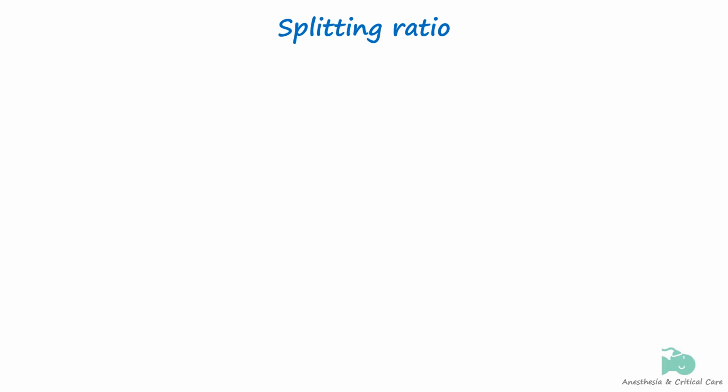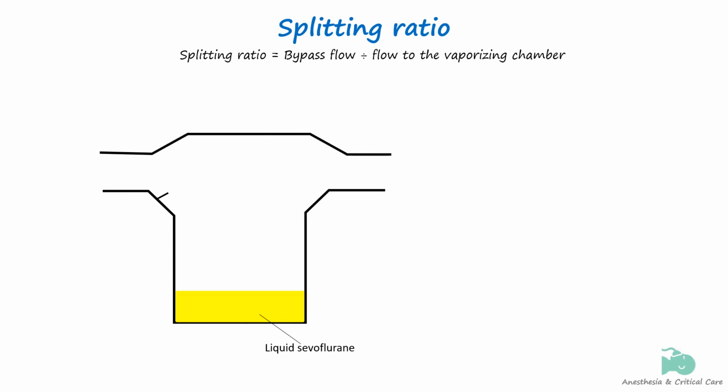As we have seen, the variable bypass method splits the gas into two streams. The ratio of fresh gas flow bypassing the vaporizing chamber to the flow passing into the vaporizing chamber is referred to as the splitting ratio. Let's begin with this simple vaporizer containing sevoflurane to understand how splitting the fresh gas changes the percentage of delivered anesthetic. The saturated vapor pressure of sevoflurane is 157 mm of mercury at 20 degrees Celsius.